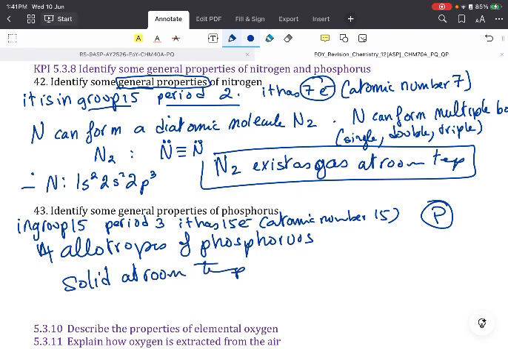And let's put the electron configuration just like what we did for nitrogen. 1s2, 2s2, 2p6, 3s2, 3p3. You see here in nitrogen I end with 2s2, 2p3. Here I end with 3s2, 3p3.